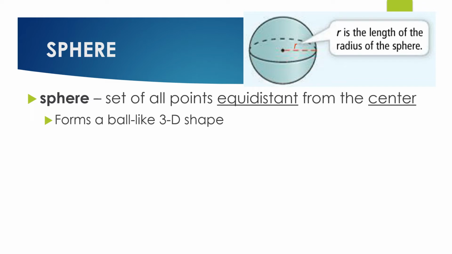Every piece of the outside of the sphere is going to be 5 inches away from the middle. So a sphere is not forming any kind of football shape or an egg shape or anything like that. It's got to be a perfect, nice, round, circular sphere. So it forms this ball-like 3D shape.